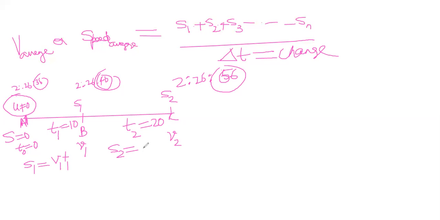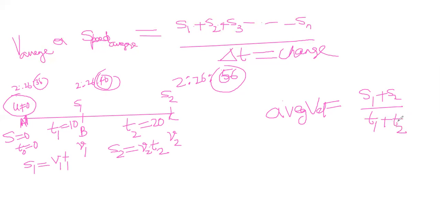S2 will be V2 T2. That's it, no? Now what is average velocity? Average velocity is S1 plus S2 by, now you can say, T1 plus T2. No problem. Why? Because this is absolute time, no? This is the absolute time from here to here, and this is the absolute time from here to here. So it is simply T1 plus T2. Did you understand that much?